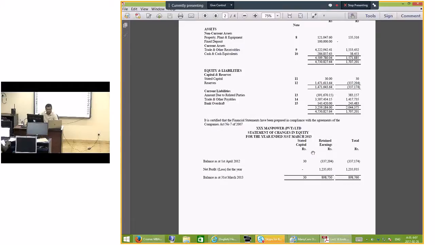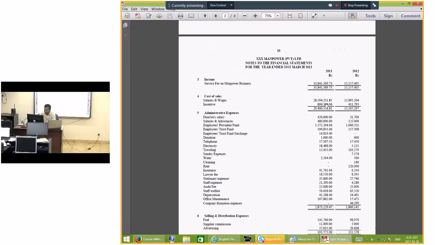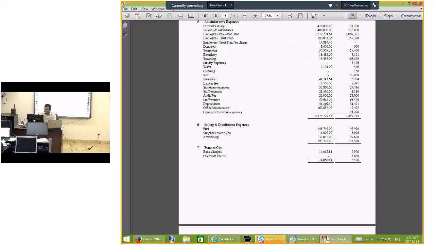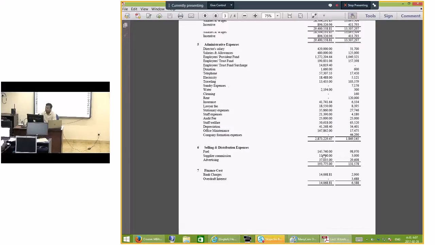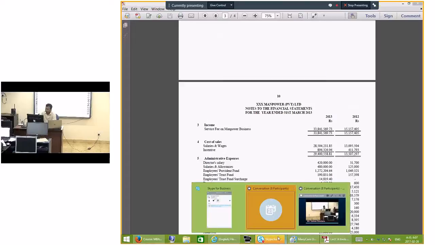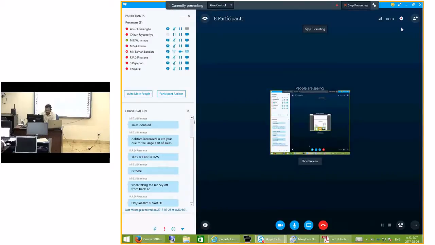Then again we look. There is a bank overdraft of 143,000, but no overdraft interest. Overdraft interest is 0. It cannot be. If there is an overdraft, there should definitely be overdraft interest cost. There was an overdraft last year also. Even if it has been settled during the year, it is compulsory to have OD interest.